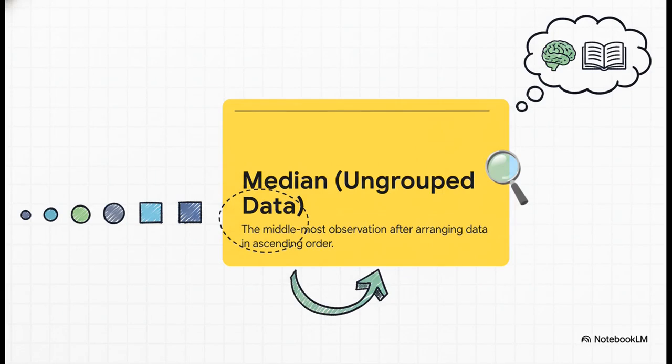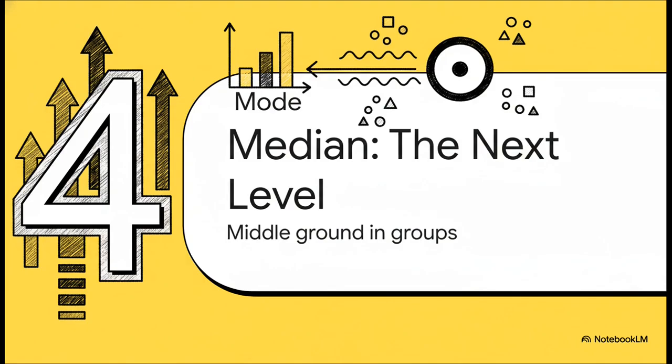And you remember how this works, right? For simple, ungrouped data, you'd just line up all the numbers from smallest to largest, and then you'd pick the one that's smack dab in the center. That was your median. Okay, foundations are solid. Revision complete. Now it's time to level up. Just like with mode, we're now going to figure out how to find the median when the data is all grouped together and we can't see the individual numbers.